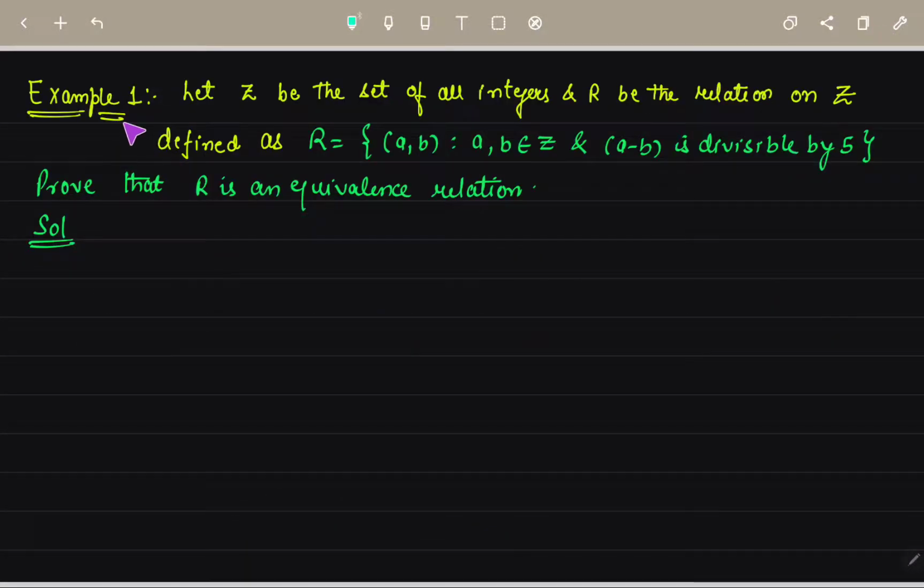So one example is: let Z be the set of all integers and R be the relation on Z defined as R is the set of ordered pairs (a, b) such that a, b belong to Z and a minus b is divisible by 5. Then we have to prove that R is an equivalence relation.